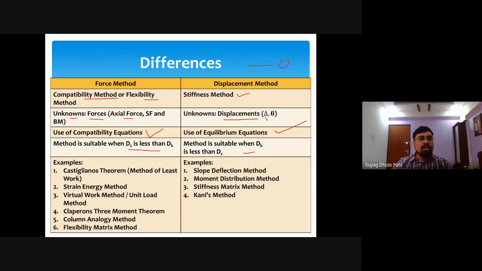Now these are the examples of the force method, and these are the examples of the displacement method. The force method comprises methods based on force: Castigliano's theorem, strain energy method, unit load method, three moment theorem, column analogy, like that. The displacement methods are slope deflection method, moment distribution method, stiffness matrix method. All these methods are dependent on displacement.